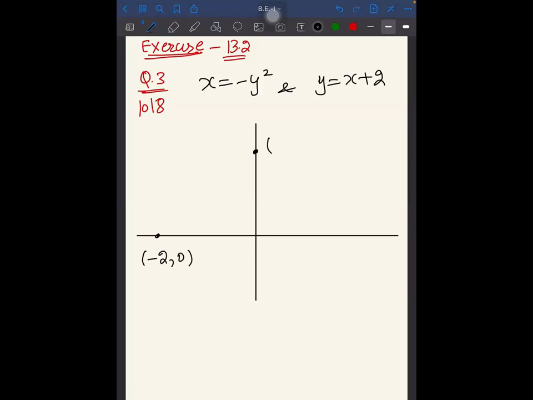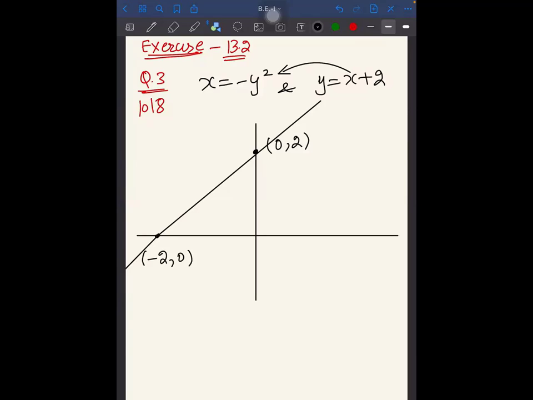Can you listen to me? Okay, so this will be our line. And then we'll have the parabola. If you put x equal to 0, y will be 0. And this parabola is what? Downward, upward? Leftward. So can this parabola intersect this line?